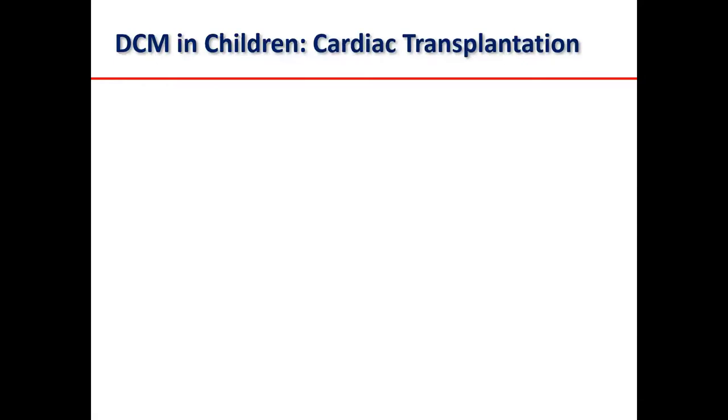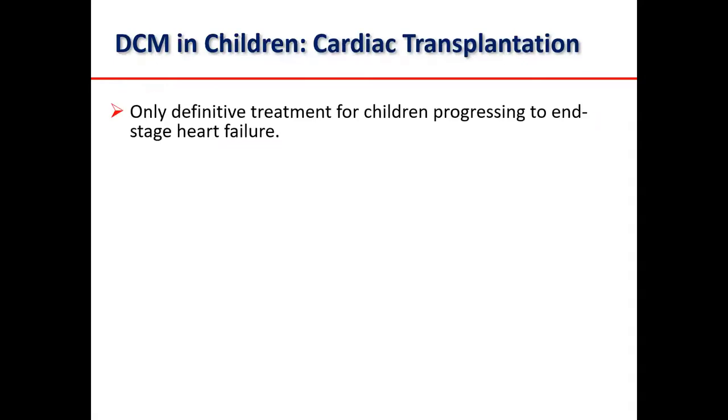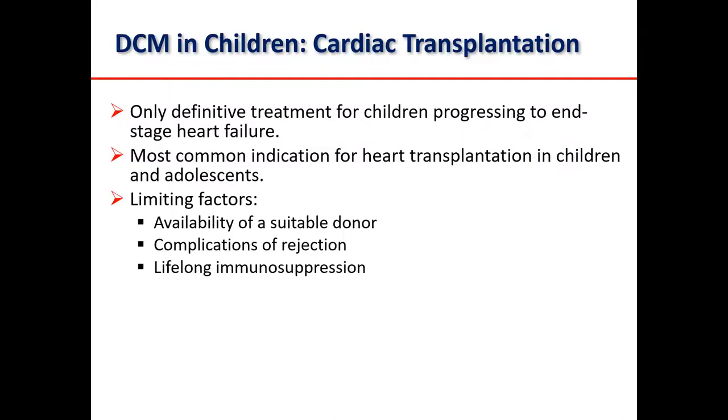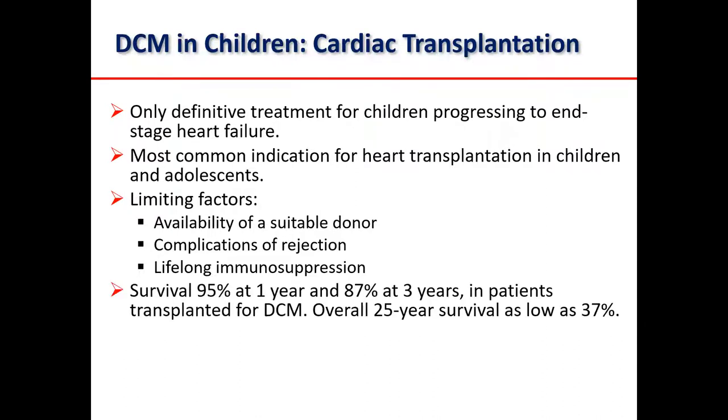So let's talk of transplantation first. As we know, this is the only definitive treatment for children progressing to end-stage heart failure. In fact, DCM is the most common indication for transplantation in children and adolescents. However, there are limiting factors, the first one being availability of a suitable donor, because you have to match the donor, complications of rejection, and lifelong immunosuppression. Survival at 1 year is quite good, 95%, 3 years is 87%. However, if you look at the overall survival at 25 years, it's not so good, it's 37%.